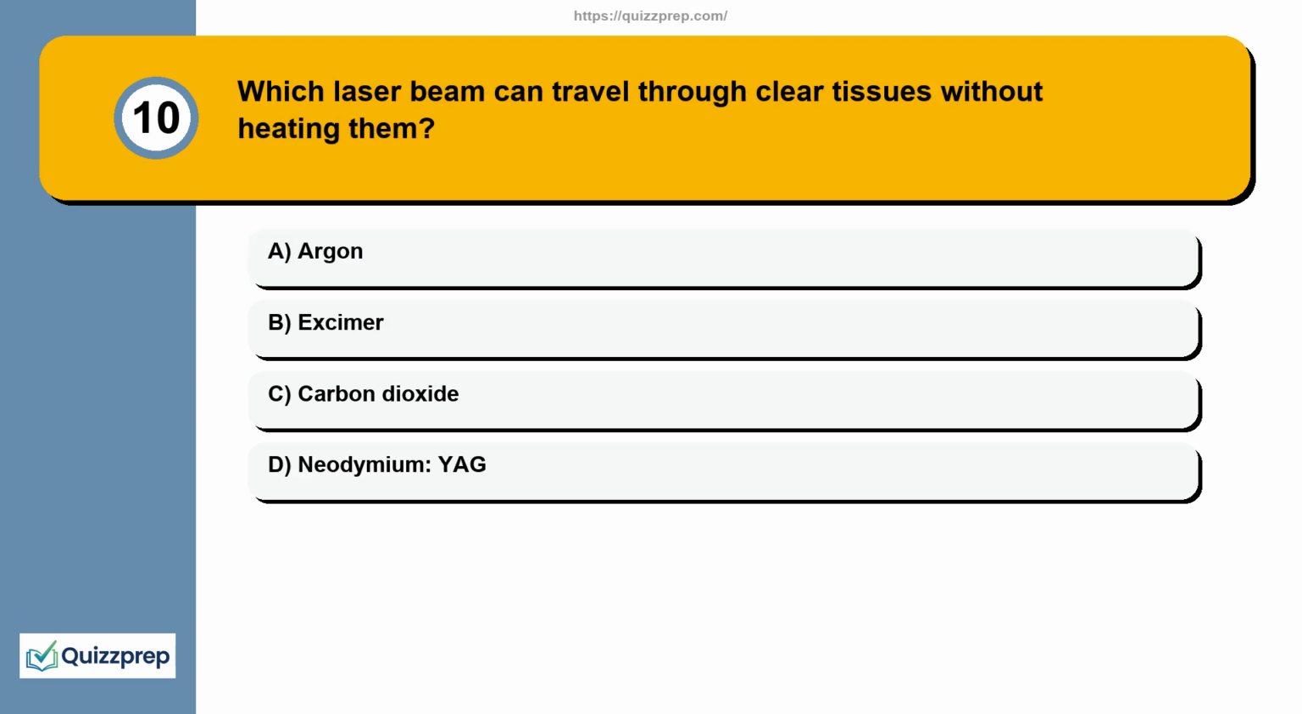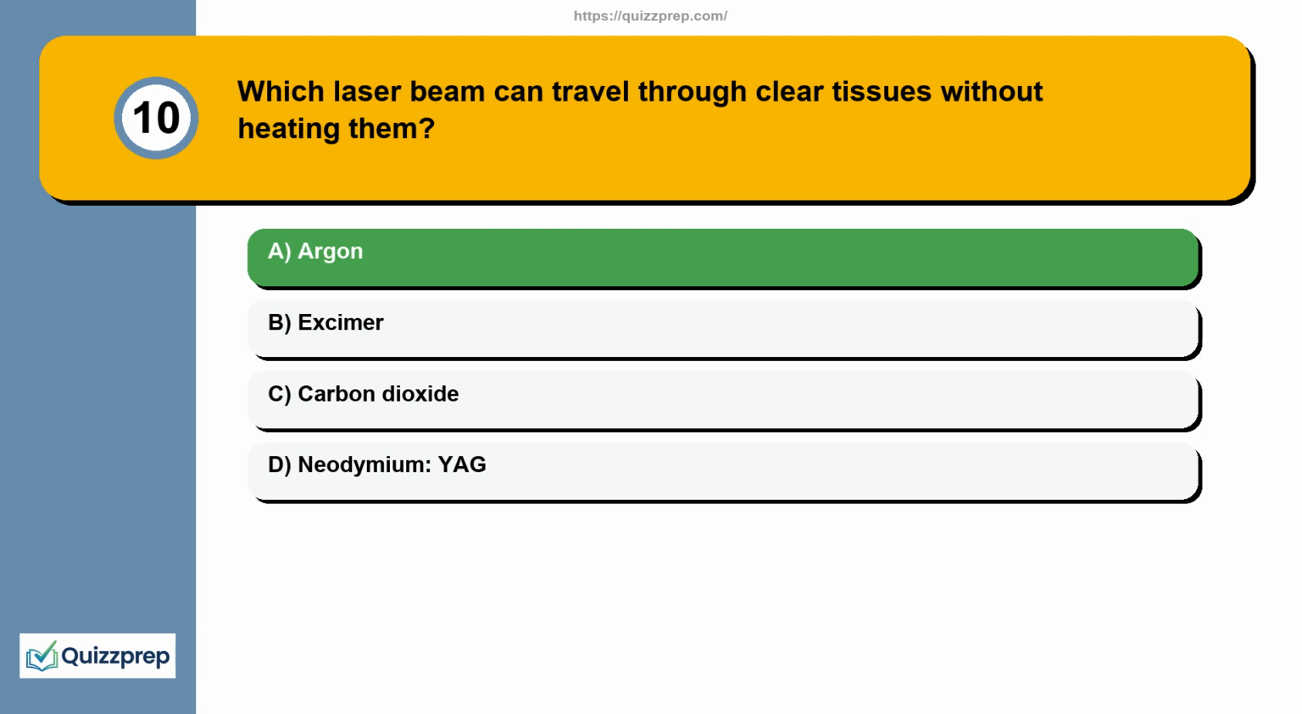Question 10. Which laser beam can travel through clear tissues without heating them? Option A, argon. Option B, excimer. Option C, carbon dioxide. Option D, neodymium YAG. The correct answer is option A, argon.